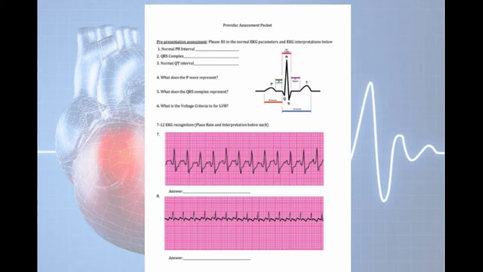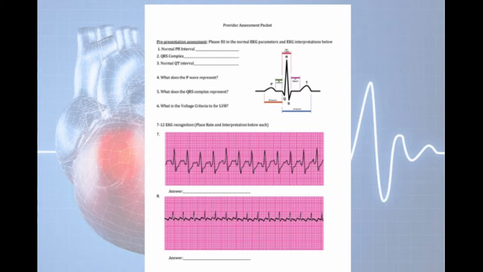Normal PR interval is 0.12 to 0.20 seconds. Question number 2. What is the normal QRS complex? It is less than 0.12 seconds. Question number 3. What is the normal QT interval?